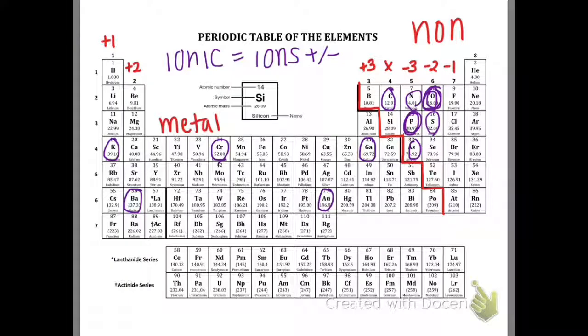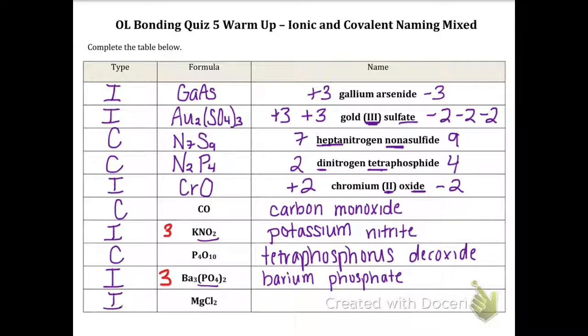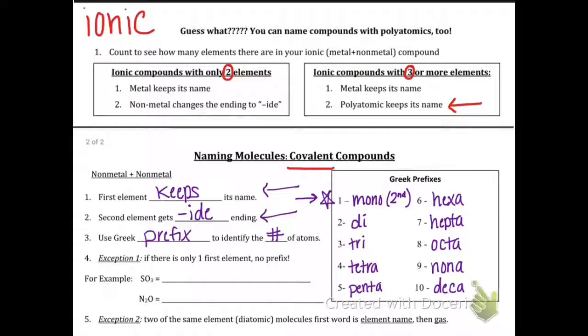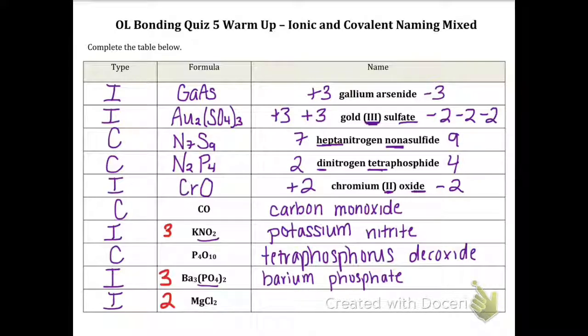Next is MgCl2. So we look over here. This is magnesium. That is a metal. So we know that this is ionic. Now, this has how many capital letters? Only 2. So let's recap. What do we do with only 2 elements? With 2 elements, you keep the name of its metal, and then you change the non-metal to IDE. So, Mg is magnesium. Cl is chlorine, but we change it to IDE, so now it becomes chloride.